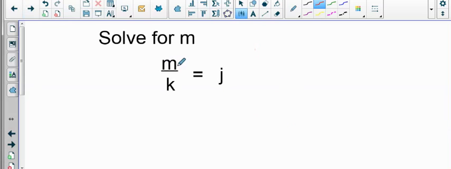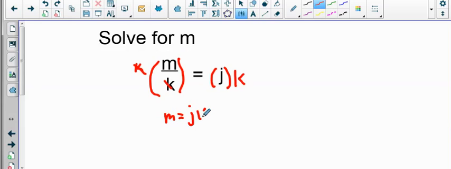All right, now let's look at division. How do you undo division? Well, you use multiplication. What do you multiply by? You multiply by the denominator. The denominator is k, so it's actually k times m up here on top. If I multiply one term by k, I have to multiply the other term by k. These cancel, and I end up with m is equal to jk.